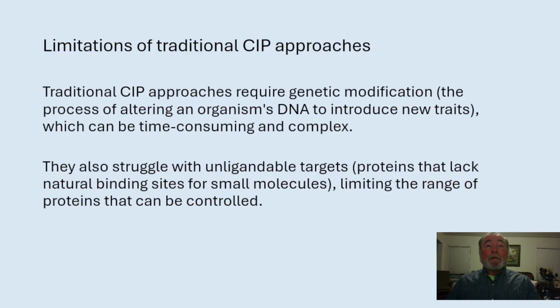Limitations of traditional CIP. Traditional CIP approaches are transgenic and require modifications of an organism's DNA to introduce new traits, which can be time-consuming and complex. They also struggle with unligandable targets, proteins that lack natural binding sites for small molecules, and it limits the range and scope of the control that can be achieved.